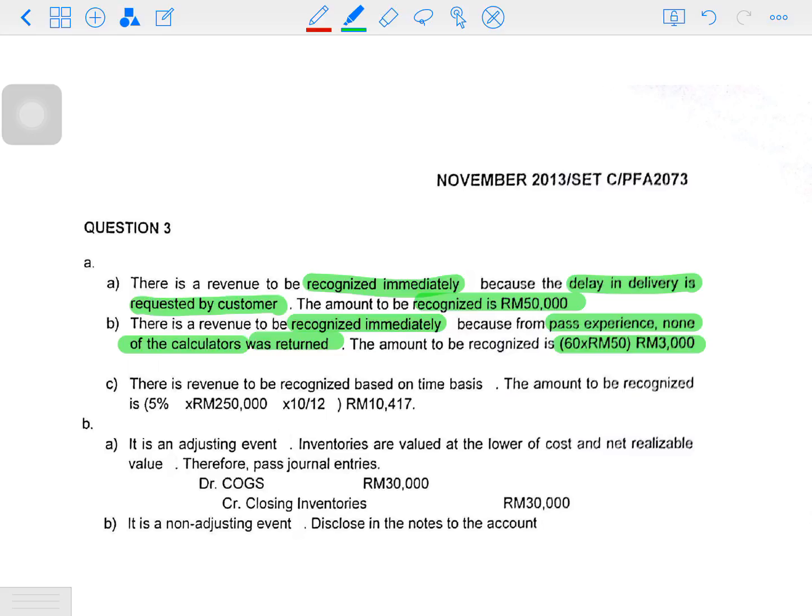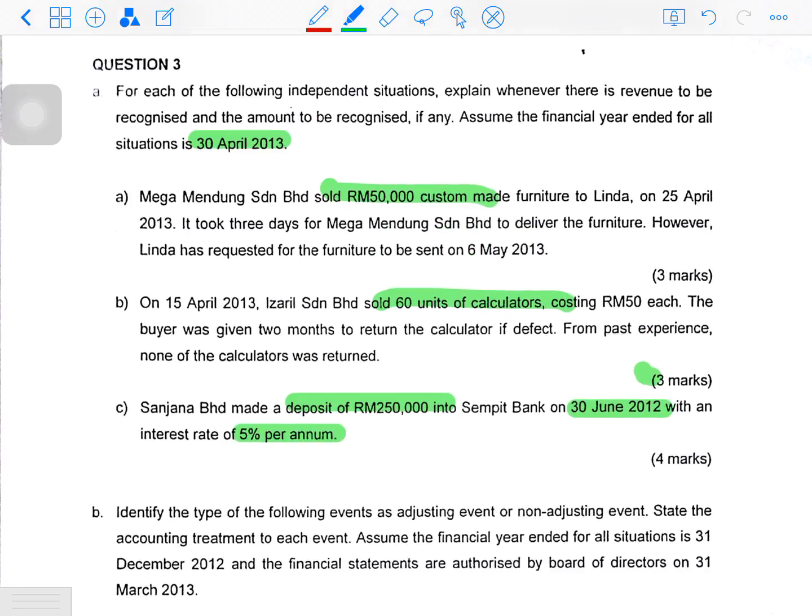The revenue should be recognized based on time basis. The amount recognized is 5% times 250 times 10 over 12. So you get 10417. So that is the answer. Okay. Part B, identify the type of the following events. Adjusting tak masuk lagi. Kita tengok, asal dia stop dekat bulan 4. Dia punya investment tak bulan 4 ni 30th April kan? Full month of April lah. Full month of April masuk. Okay.